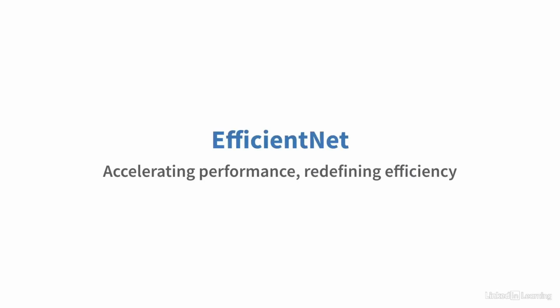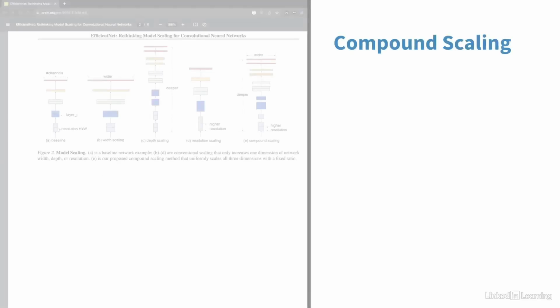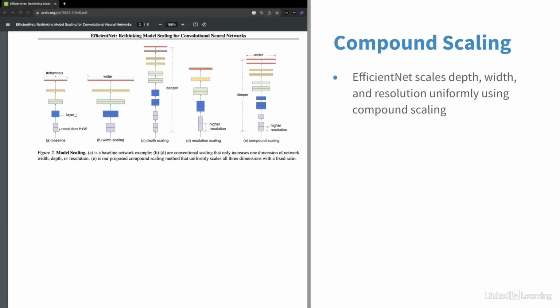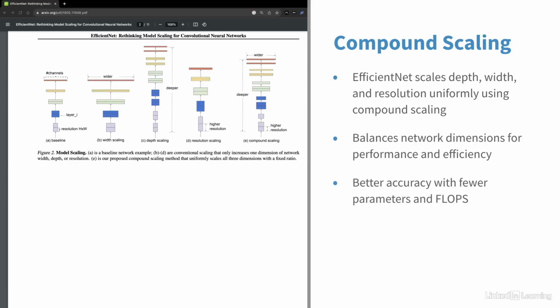EfficientNet is a family of scalable and efficient deep neural network architectures that achieves state-of-the-art performance on various image classification tasks. Let's talk about some key points of this architecture. EfficientNet uses compound scaling to uniformly scale all dimensions of the depth, width, and resolution. This approach helps the network find an optimal balance between these dimensions at each scale. This results in better performance and more efficiency. As the network grows, each dimension grows in proportion.